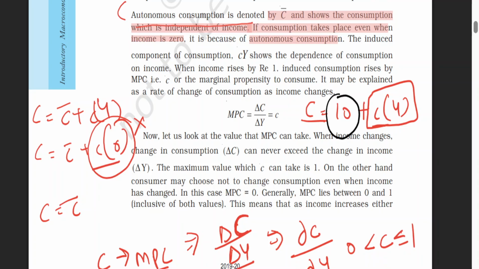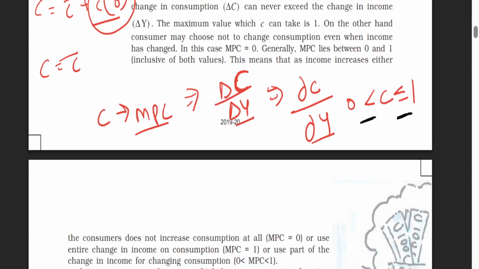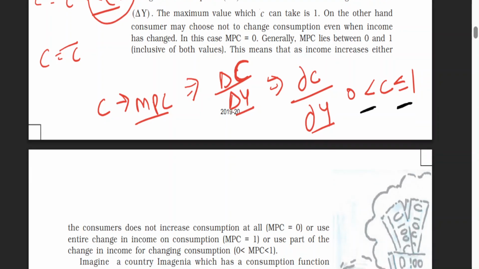Now, most of you will be confused about why I have put an equal sign here but not here. So, I will reply to that. For the time being, I am writing this c as MPC only to show the values, like MPC is greater than 0 and less than or equal to 1. Now, I am writing so because it never happens that you have an increase or decrease in income and your consumption is not changing at all.